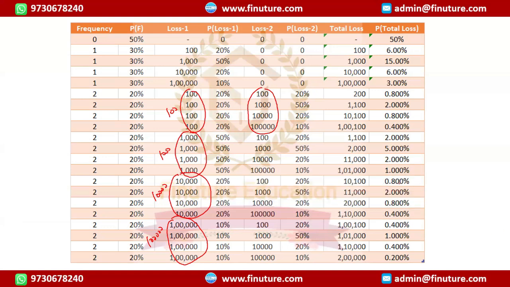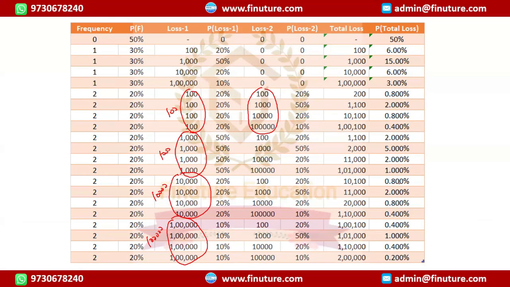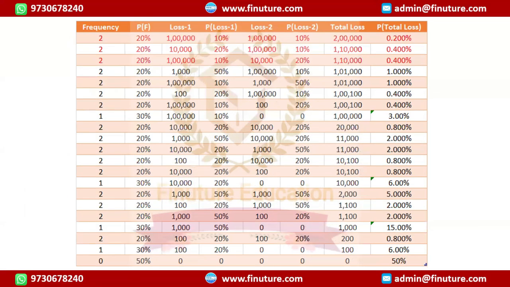Now we are quite close to what we are looking for. If I just rearrange, this was for ease of calculation. But when we look at the loss distribution, our losses should be ordered. We should have the maximum loss at the top. So the maximum loss is 200,000 when you have the first loss also 100,000 and the second loss also 100,000. So you have a probability of 0.2% of losing 200,000.